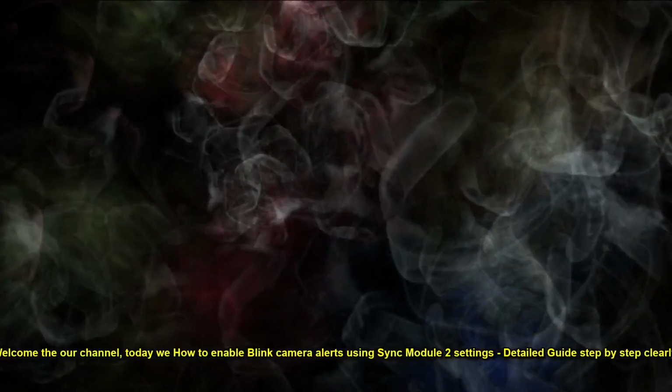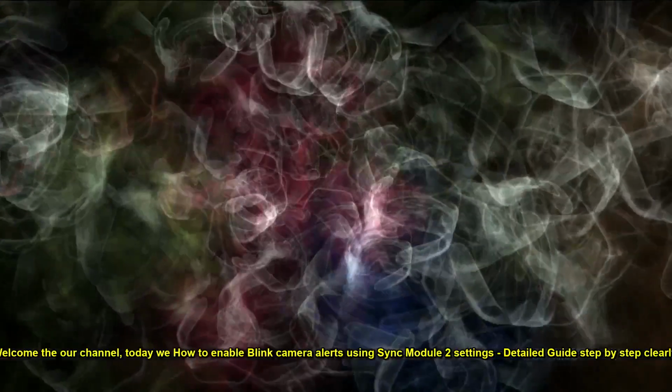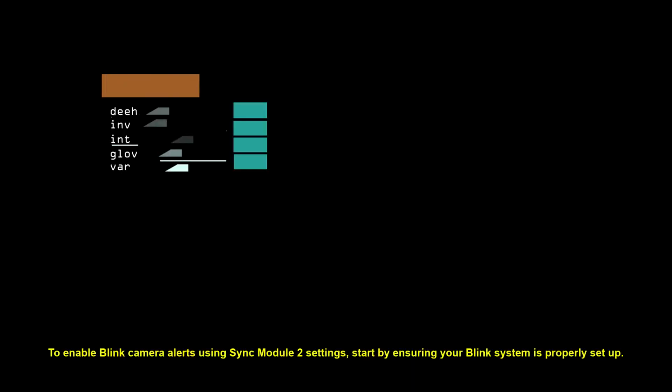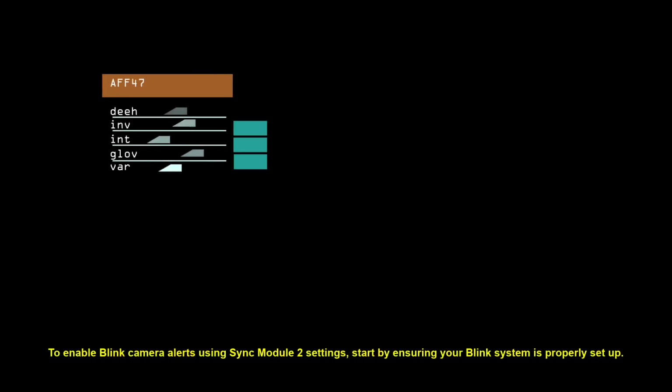Welcome to our channel. Today we will show how to enable Blink camera alerts using Sync Module 2 settings, with a detailed guide step by step. To enable Blink camera alerts using Sync Module 2 settings, start by ensuring your Blink system is properly set up.